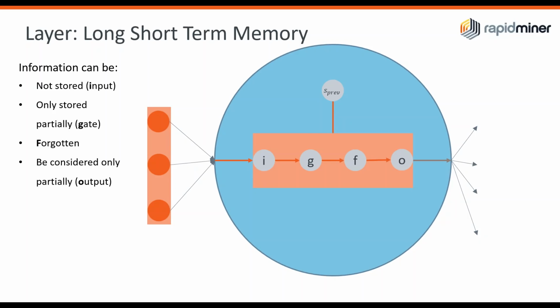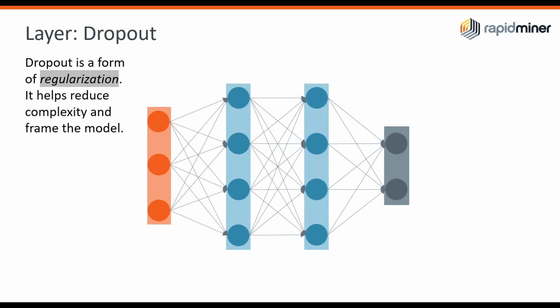Okay, so then we have a last type of layer I want to talk about, and this is called a dropout layer. And dropout is a method that is used for regularization. So what does it do? Well, it helps you reduce the complexity of a model because if you're creating a very complicated model, it might be that you're just learning the nuances of your training data. And you don't want to do that because then if slightly different data comes in, you won't recognize it because you just learned by heart what's inside the training data.